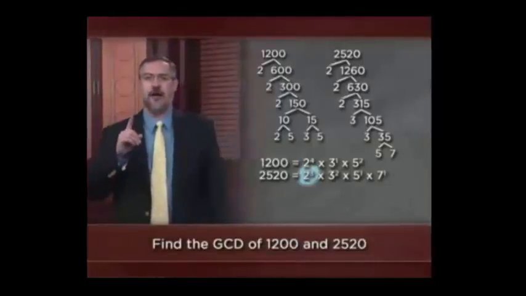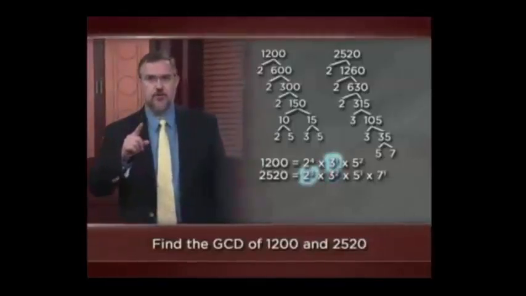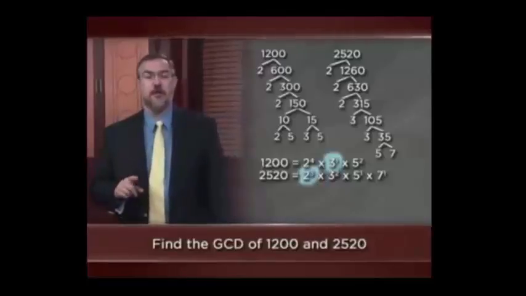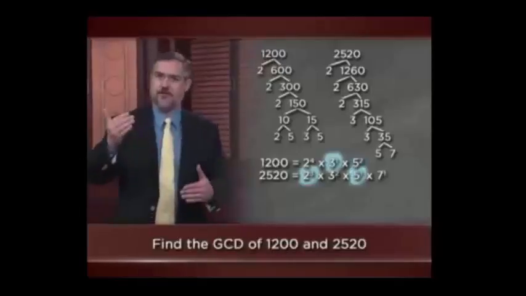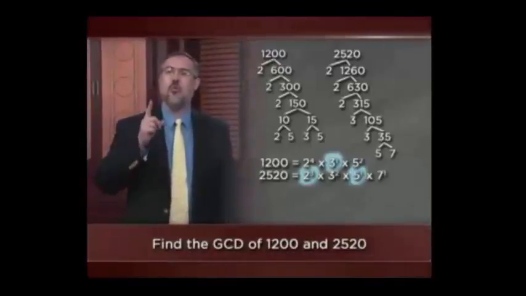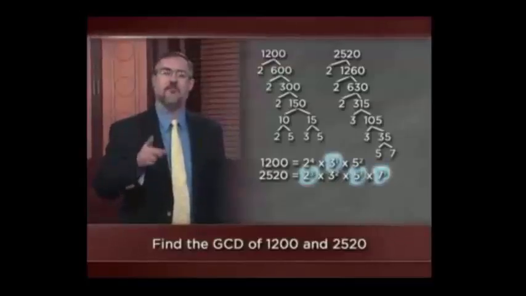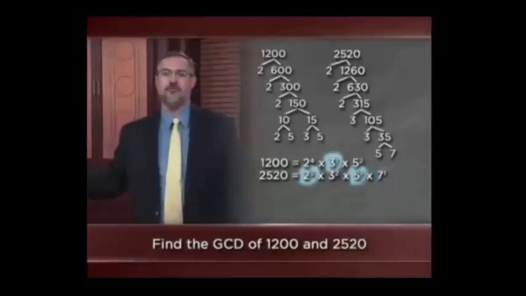Next, there are also some powers of 3 in both prime factorizations. We keep the smaller one, which in this case is the 3 to the 1. Similarly, we're going to keep a 5 to the 1 for the GCD, since we have a 5 to the 1 and a 5 to the 2 in the prime factorizations. And lastly, one of the numbers has a power of 7 in it, but the other one does not. And so I'm going to completely ignore that power of 7.